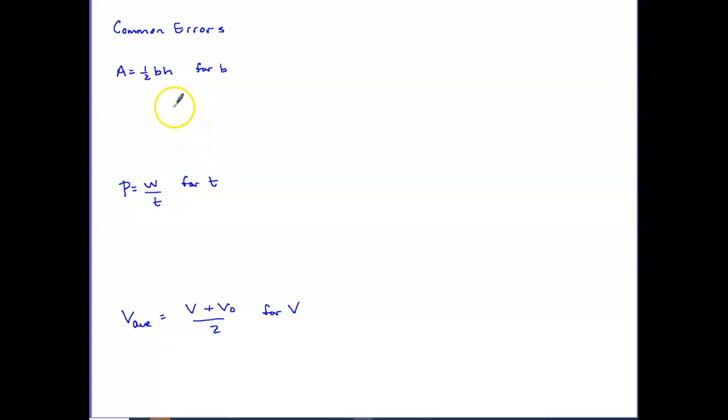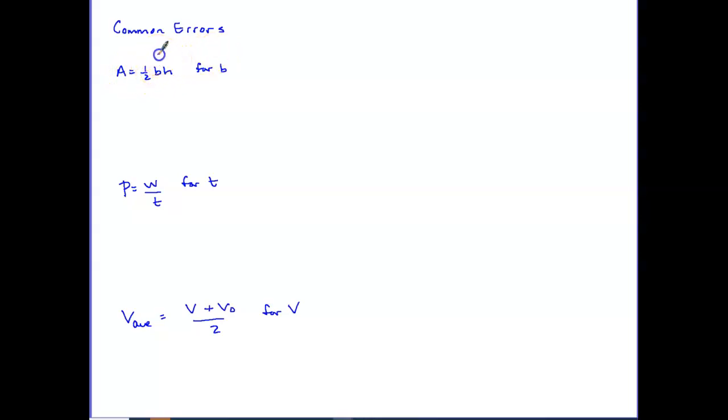I'm going to talk about some of the most common errors that I've seen recently in dealing with literal equations. I've covered these maybe in the other videos, but they're worth talking about again. A equals 1/2 bh, the area of a triangle. Area is 1/2 base times height.